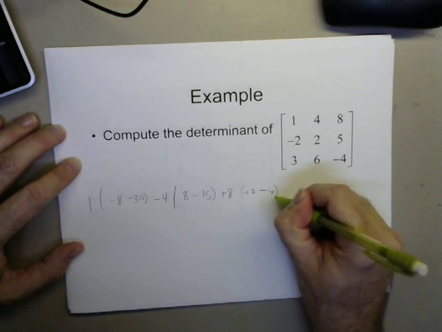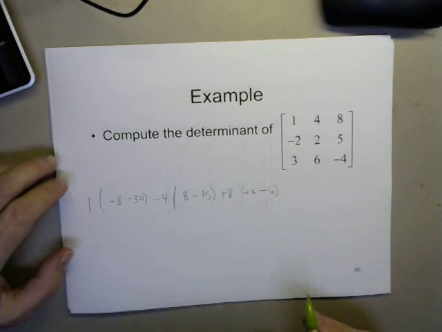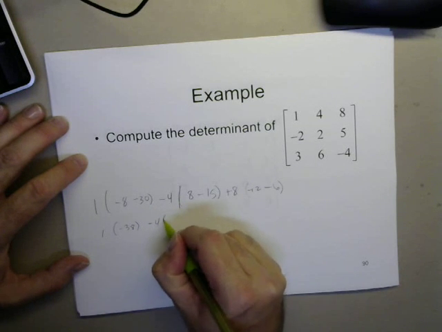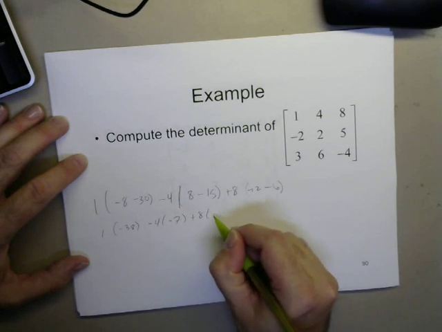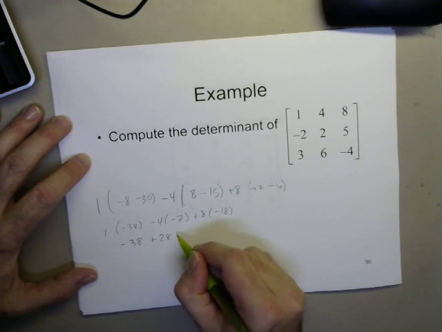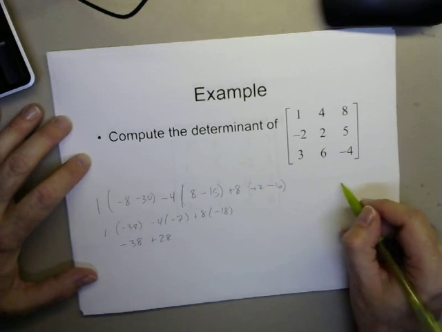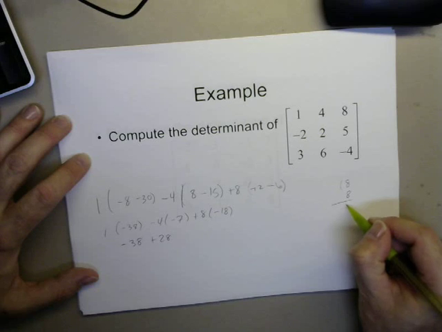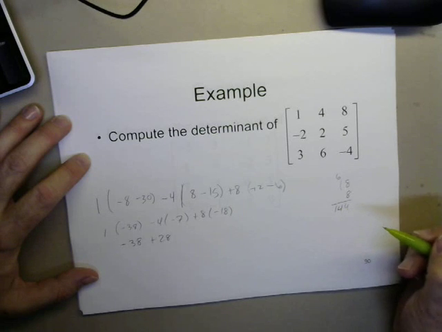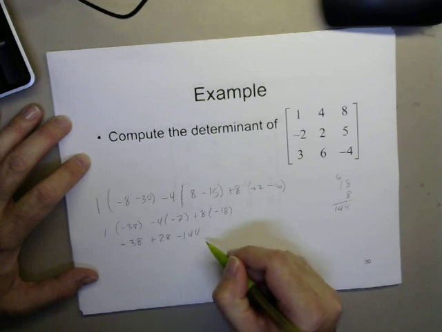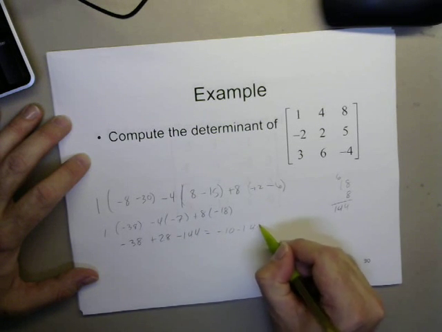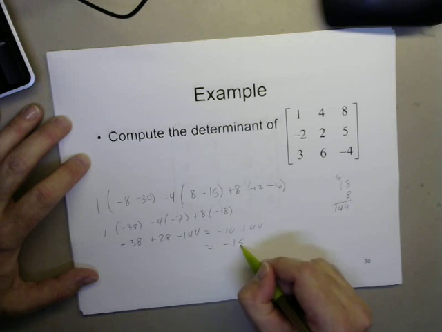Minus 6. So you can kind of speed this up. You don't have to write out every step like we did in the last example. So this will basically be just 1 times -38 minus 4 times -7 plus 8 times -18, and then just work that out. So you'll get -38 plus 28. Let's see, 8 times 18, I guess 144, right? So that'll give you -144 if I did that right. So then you'd basically just get -10 minus 144, which would give you -154 for the determinant there.